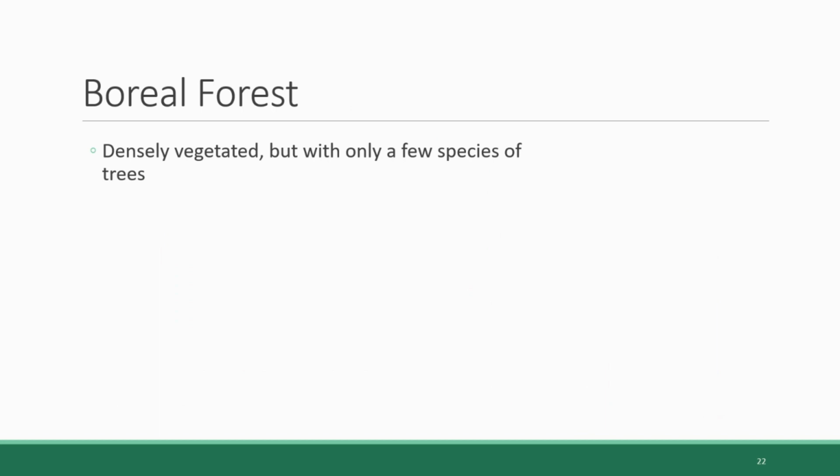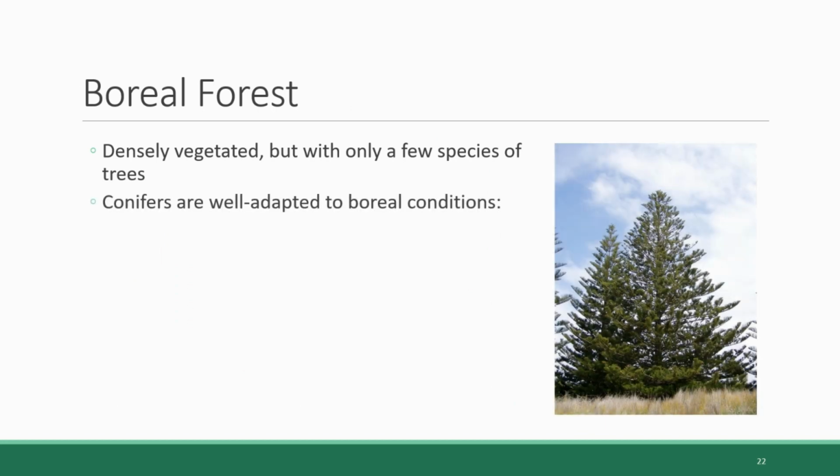They're densely vegetated, but with only a few species of trees that are well adapted to the conditions there. Conifers are among these. They're particularly well adapted because they have shallow but widespread root systems, and this allows them to reach into wider areas to get the nutrients that they need.